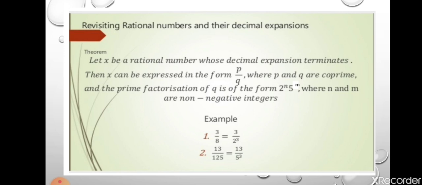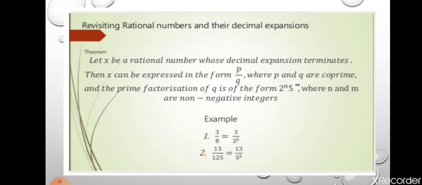The first one is that the given rational number must be in its simplest form. That means the highest common factor of p and q is 1. For example, if x is any rational number, that means x is of the form p by q, and p by q must be in its simplest form.